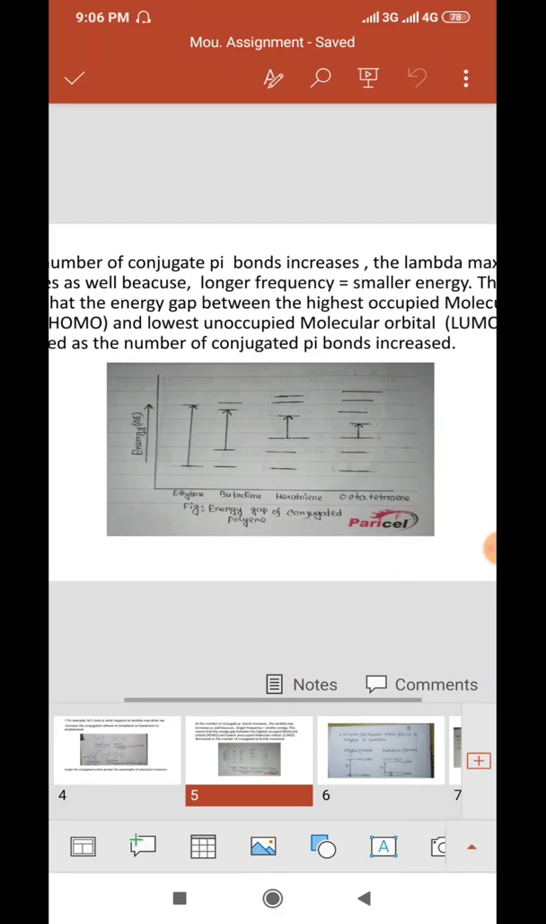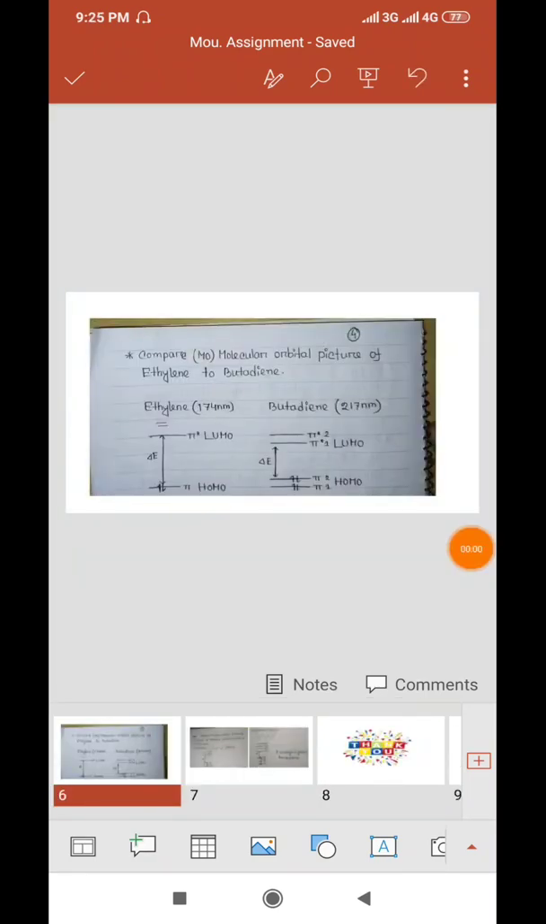This picture shows the energy gap of conjugated polyenes. Now compare the molecular orbital picture of ethylene to butadiene. We see that the HOMO and LUMO energy gap is indeed smaller for the conjugated system. Butadiene absorbs UV light with a wavelength of 217 nanometer, which is greater than the wavelength of ethylene.